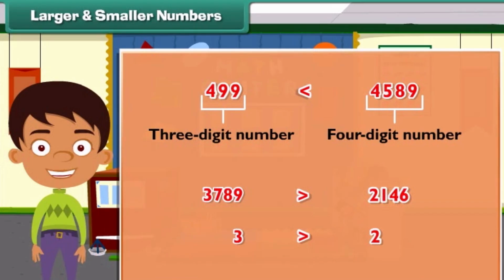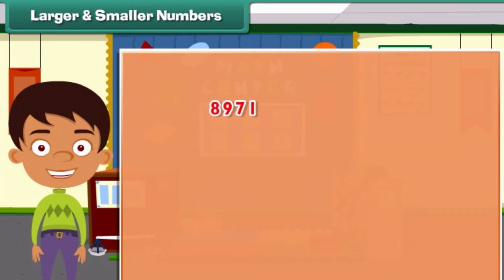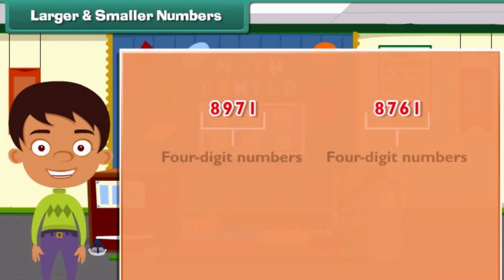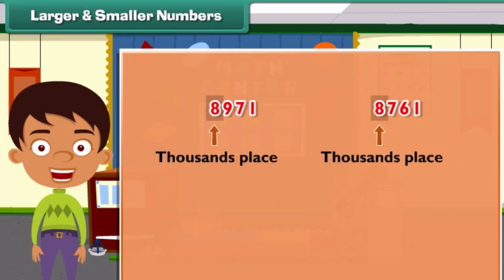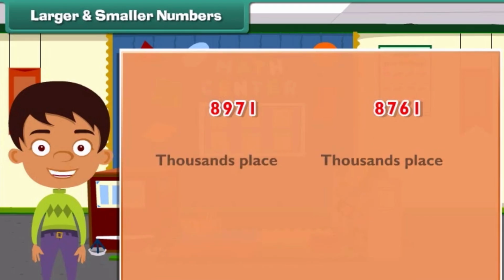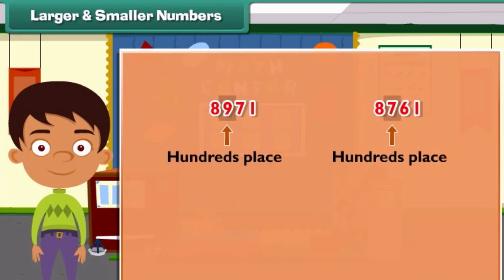Let us compare two more numbers, 8971 and 8761. Both are 4-digit numbers and the digit at the thousandths place is also the same. In such a case, compare the digits at the hundredths place, that is 9 and 7. Since 9 is greater than 7, we can say that 8971 is greater than 8761.